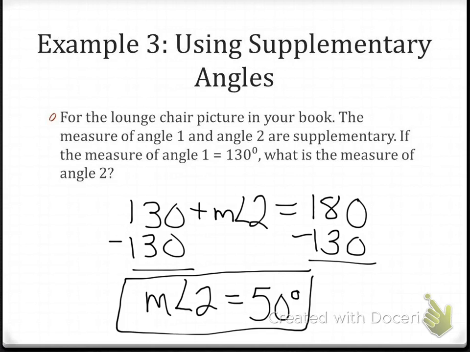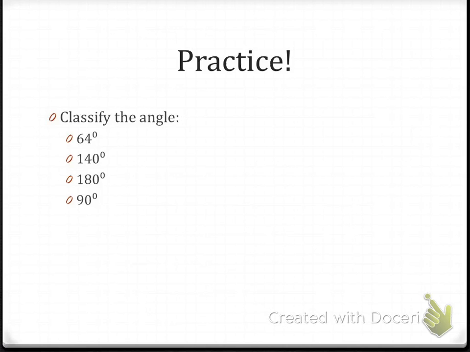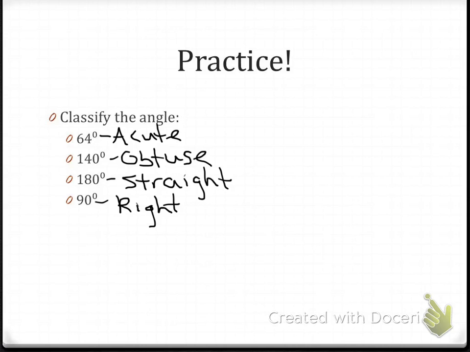Let's do a little bit of practice. I want you to take these 4 angles. Tell me, are they acute, obtuse, straight, or right? Just based on their measure. And this is what you should have. Anything less than 90 degrees is acute, greater than 90 degrees is obtuse, exactly 180 is straight, and exactly 90 is a right angle. So that's what you should have. I don't see anybody that got it wrong, so that's good.